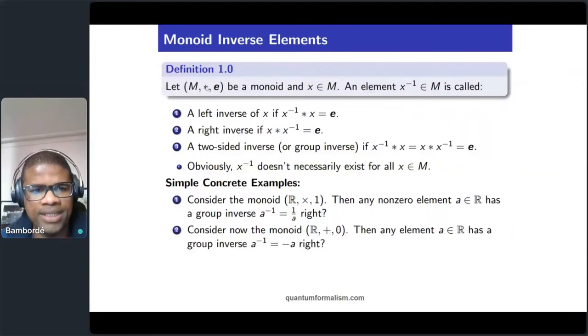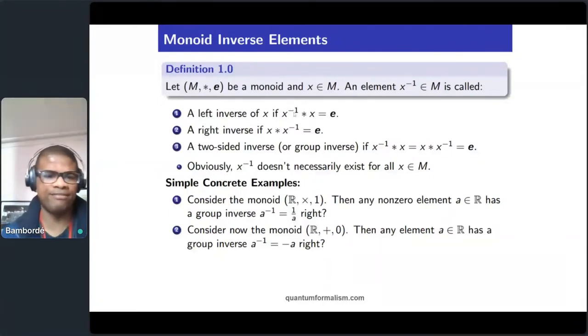And the condition was that this set and this operation are semigroups. You know what a semigroup is. Given an element of a monoid, an element that we will write x minus one, this is just notation, is called a left inverse of x if this condition is satisfied: if x minus one star x gives the identity. Okay, so if acting from the left, that's why it's called left inverse.